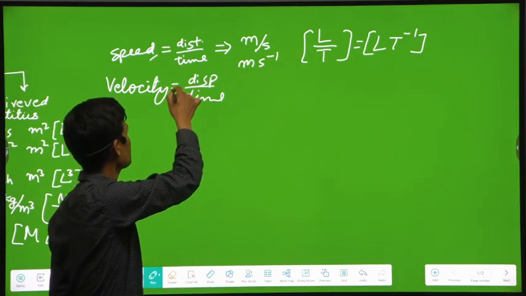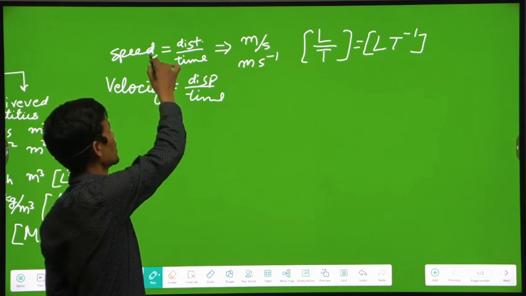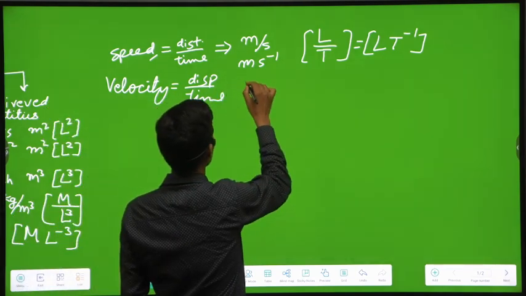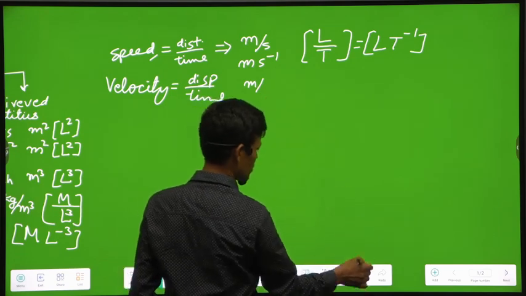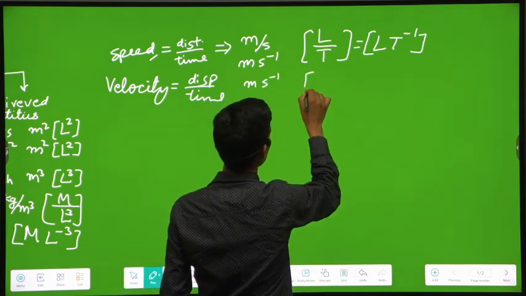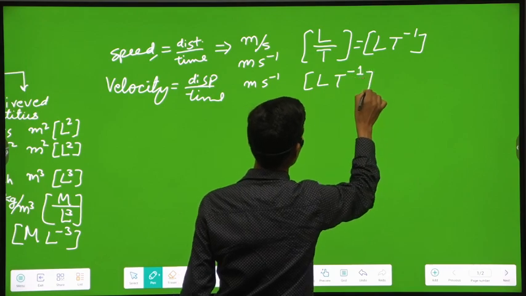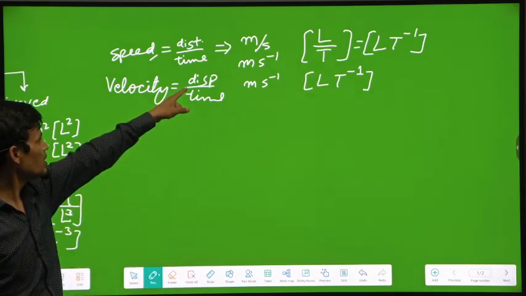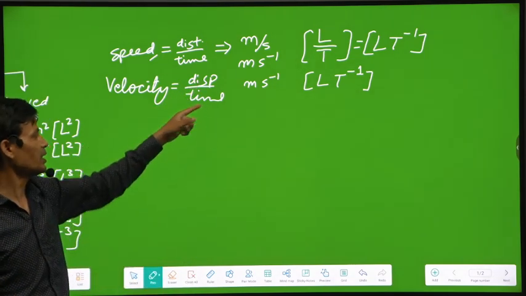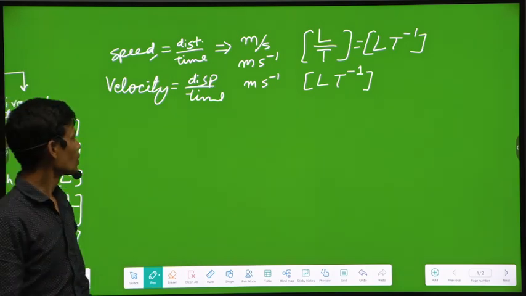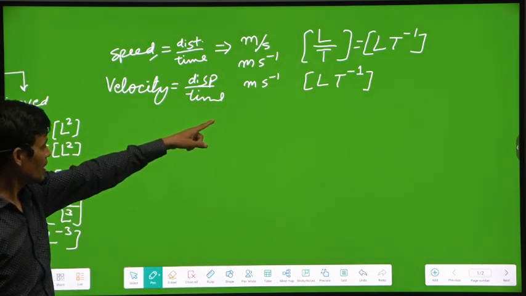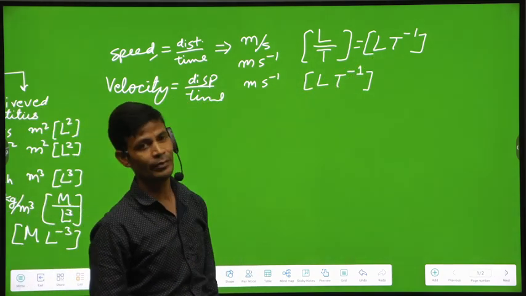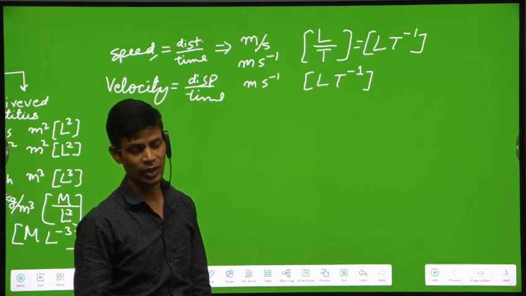So conceptually, both are different quantities. This is independent of direction. This depends upon direction. This scalar, vector quantity, we are going to study it in the later sections. Okay, so again, its dimension is also LT minus 1. And I hope you can understand this easily, because displacement is again a length and time is time. So from here we can say that these both physical quantities have same dimension, but it doesn't mean both are same.